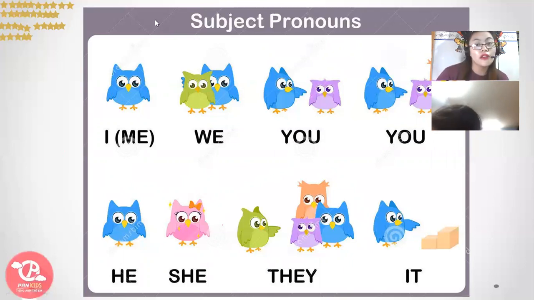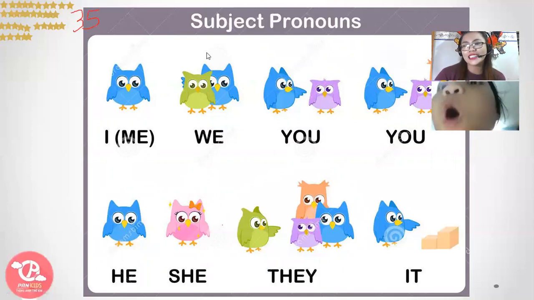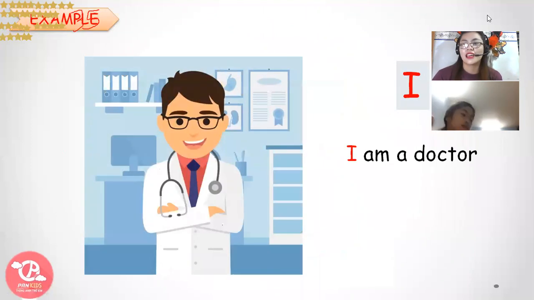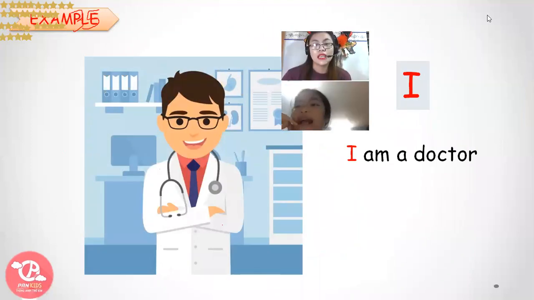1, 2, 3, 4, 5, 6, 7, 8, 9, 10. Wow, you got 35 stars now. Wow, good job. You have 35 stars. Okay, let's read this one. I am a doctor. One more time. I am a doctor. Very good.